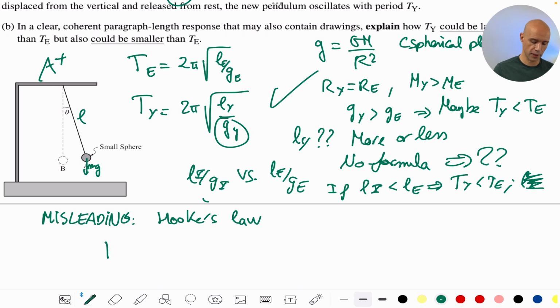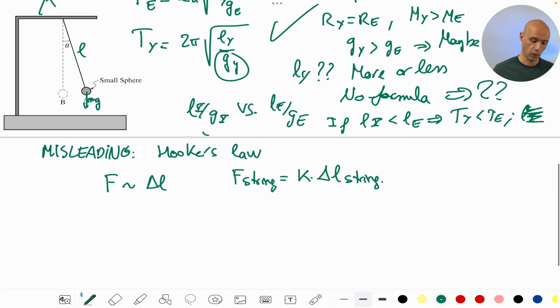We expect that the force applied is directly proportional to the length that we have stretched the string. So we would expect that the force on the string is some constant times the increase of the length of the string. That's what we expect. Okay. Now let's think about the string. There is a weight here, mg, and that mg is stretching.